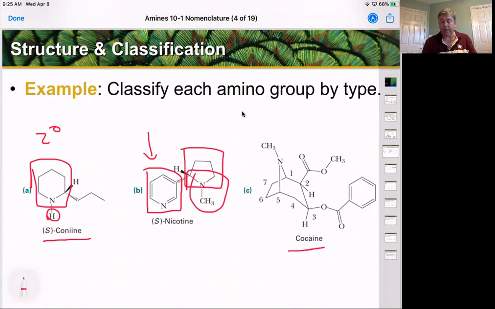Now, if we look at cocaine right here, we have a nitrogen right here. It's the only nitrogen in the system, and it's bonded to this aliphatic bicyclic system here. So we have an aliphatic cyclic amine.